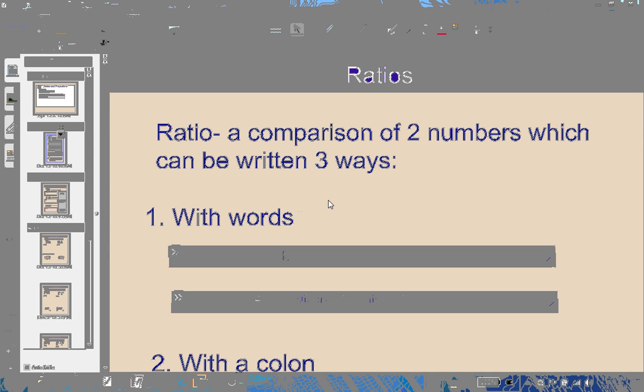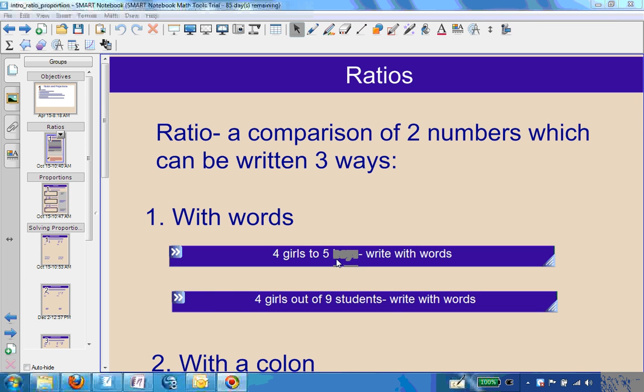We're comparing 4 girls to 5 boys. So we're comparing the numbers 4 to 5, but we're also comparing girls to boys. If we were to do this with words, it would just be 4 to 5.